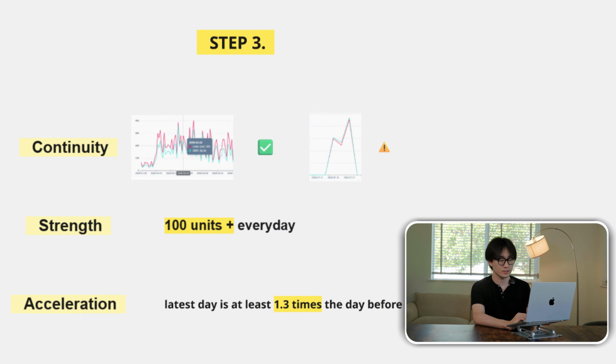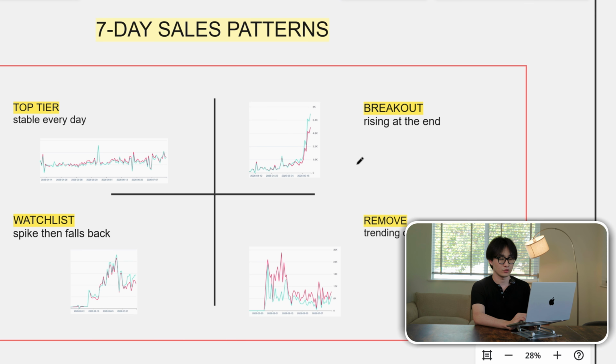Ideally, every single day is over 100 units, at minimum 2 days over 100. And last is acceleration. Ideally, the latest day is at least 1.3 times the day before, so the chart will just look like it's going up. And based on this, everything falls into 4 groups.